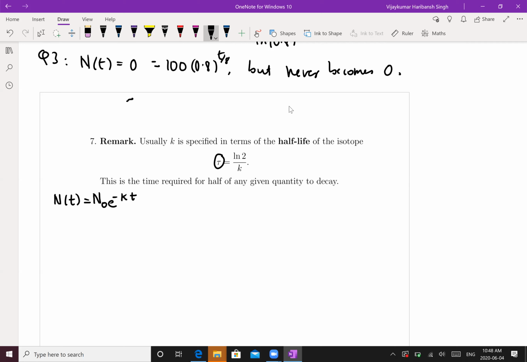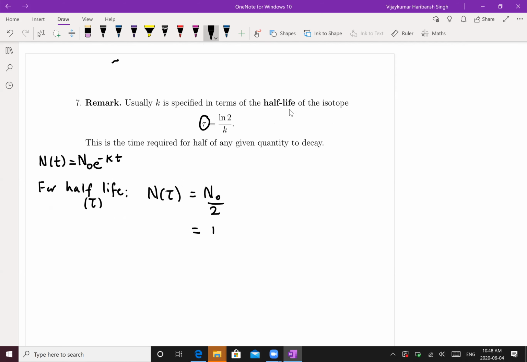Now for half-life, what happens? For half-life, let's give it a name, tau. So for half-life, you have N of tau equals N0 by 2, right? So equating this to the equation, e to the power minus k tau. So compare these two. So what do we get? We get half equals e to the power minus k tau.